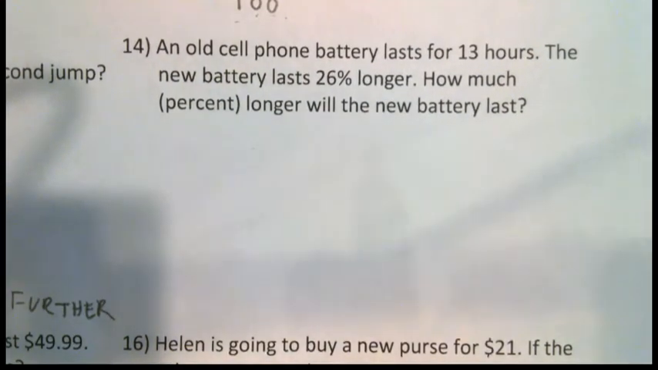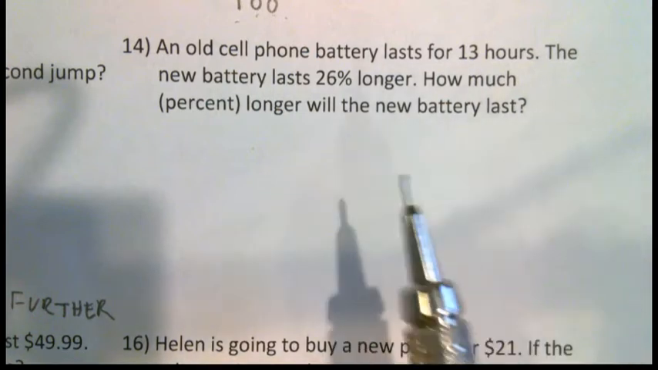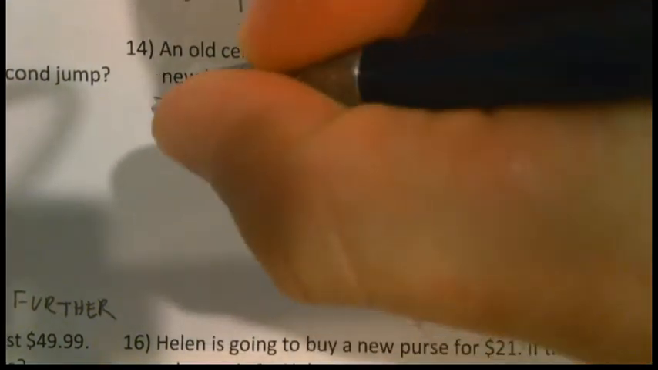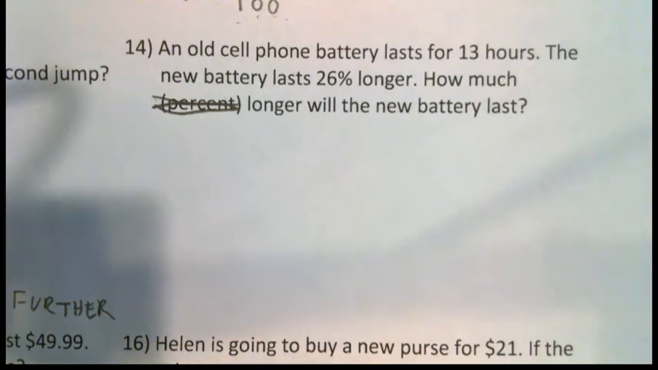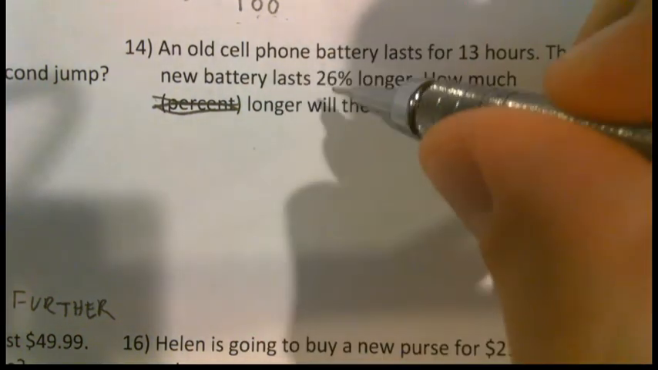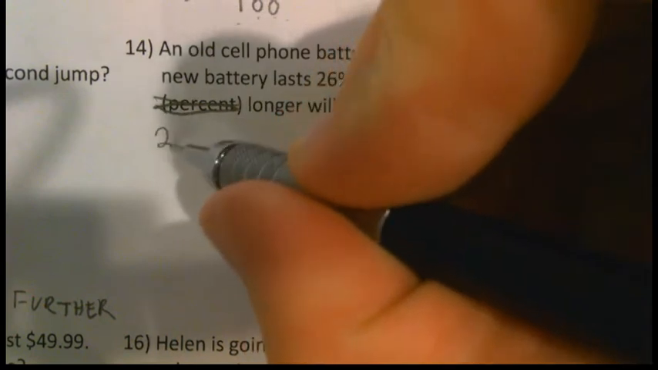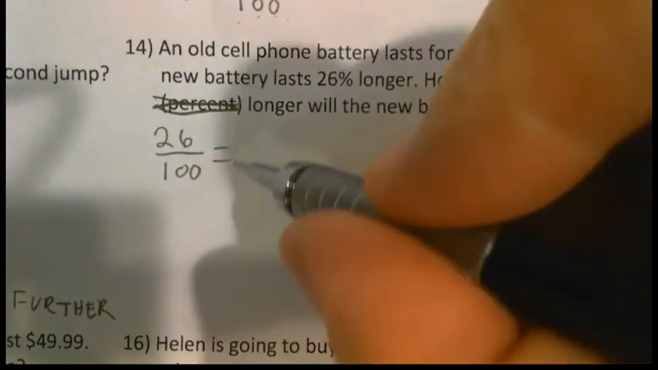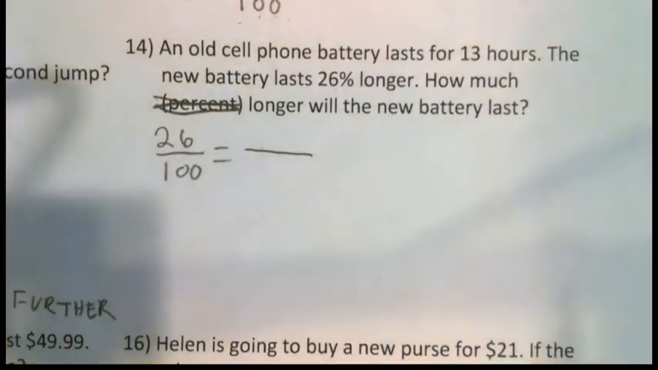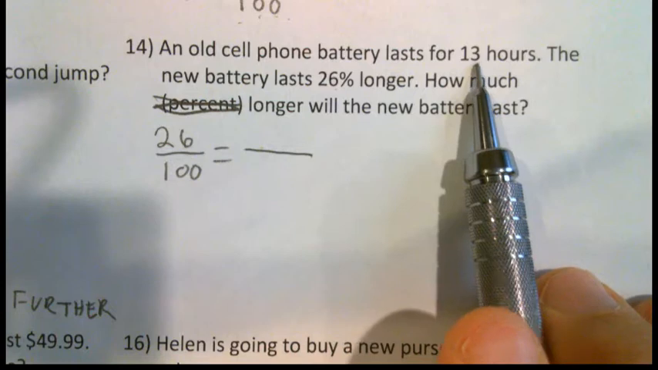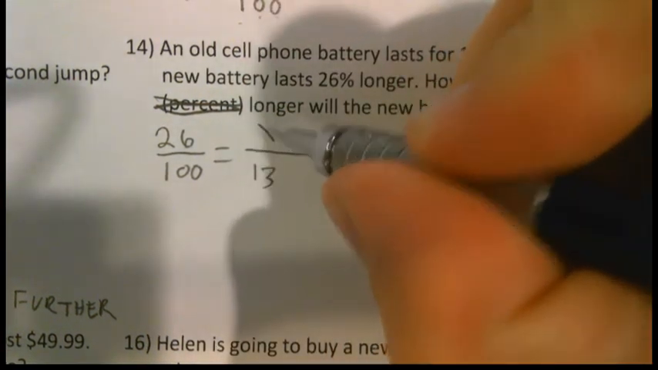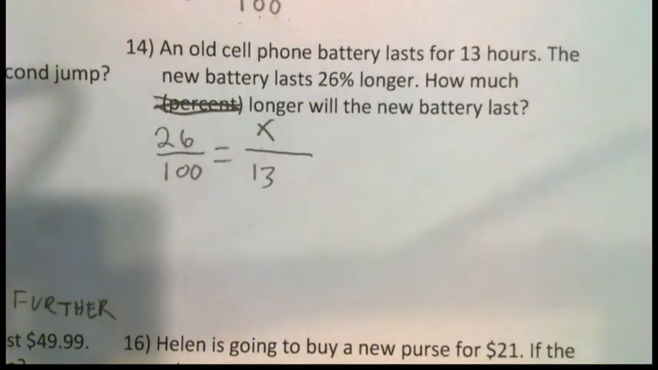An old cell phone battery lasts for 13 hours. The new battery lasts 26% longer. We don't need the second percent here, that's a typo. How much longer will the new battery last? Alright, so we have percent over 100. That equals new over original. The original battery is 13 hours. The new battery, we do not know. That's going to be our variable.